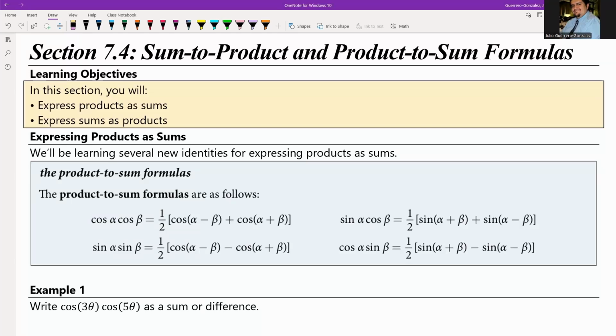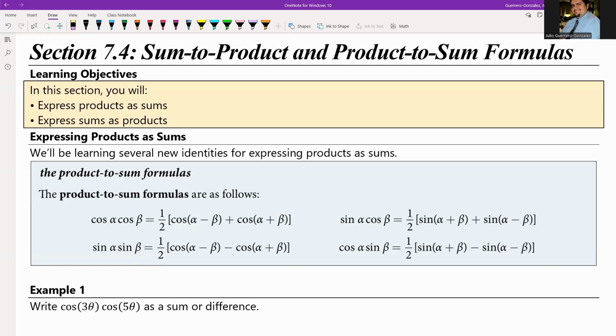Hello everyone, this is the lecture for section 7.4, sum to product and product to sum formulas. As I've explained in the previous sections for chapter 7, we are just learning more and more identities. These are sort of like standard identities that maybe in your future studies, you might see. You might see them, you might not, but it's just good to know that they exist just in case, okay?